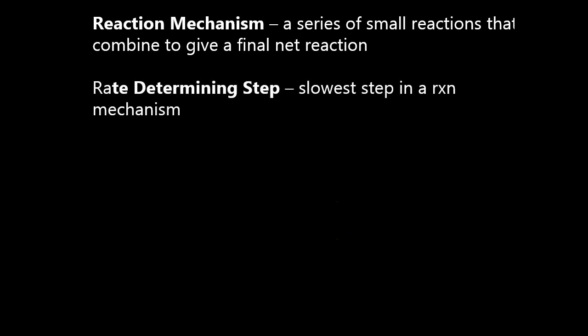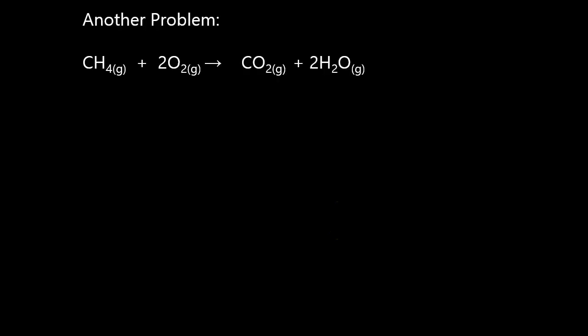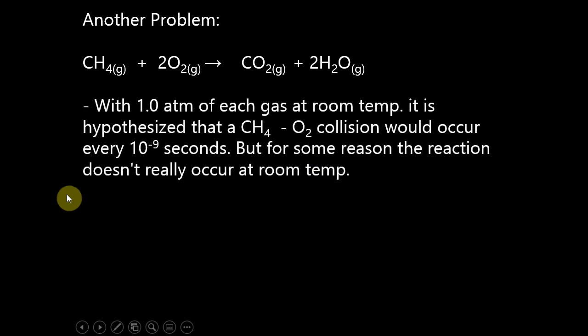The slowest of those steps is then what we call the rate determining step. So here's another example. We're going to combust methane. Okay, so how does this work? It's actually a really quick reaction.